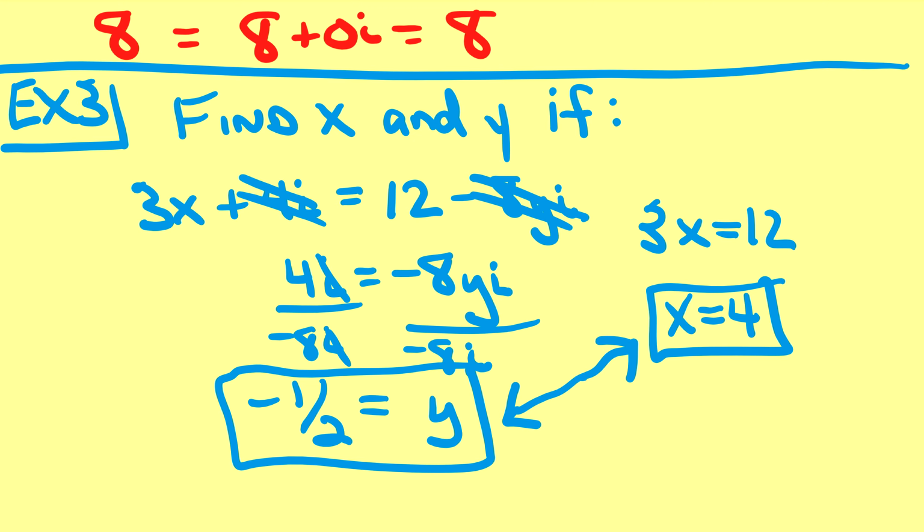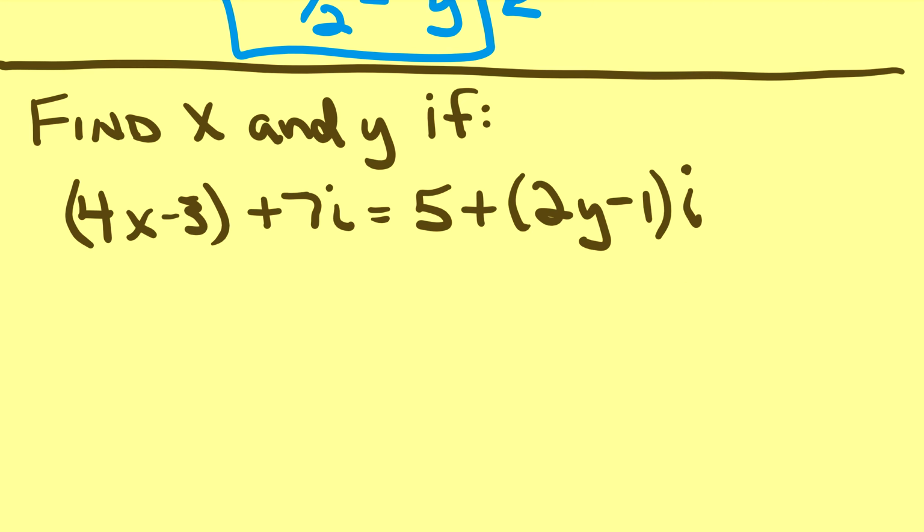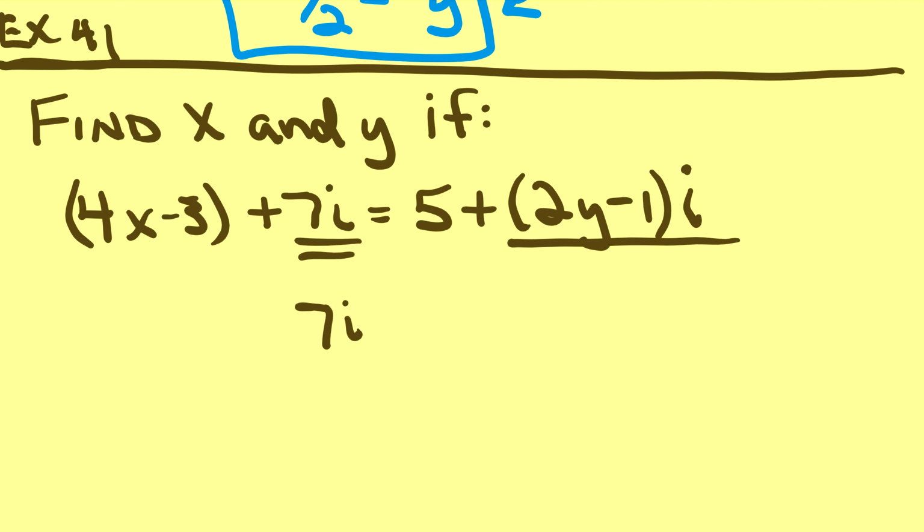Okay, example 4 is next. In example 4, we've got this line up here again. I've got 7i equals this binomial times i, getting my i's together. So I'm going to do that first. 7i equals 2y minus 1 times i.